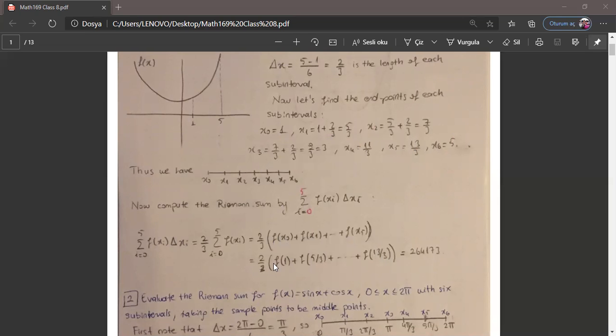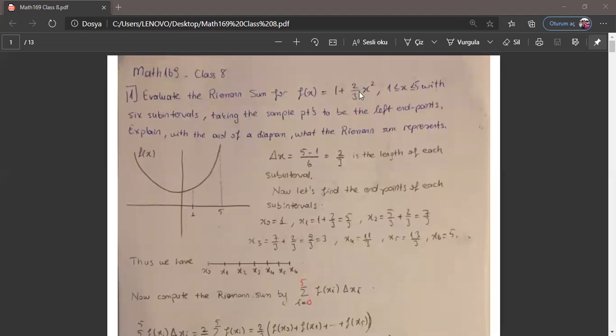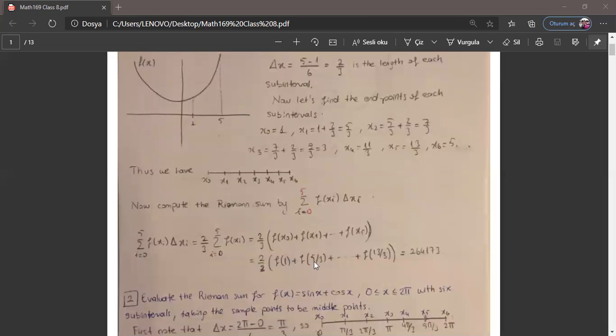Now, how do we compute the values of the function? We are given the formula of the function, right? So instead of x, we write, for example, 1, 5 over 3, you know that. So we get this value. We are not interested in the final number.